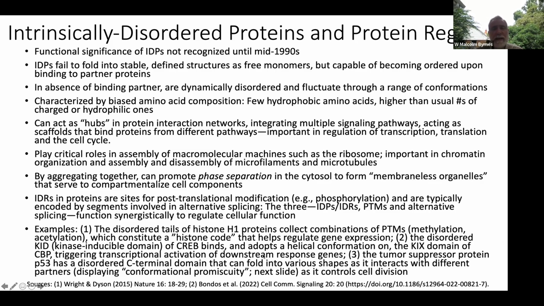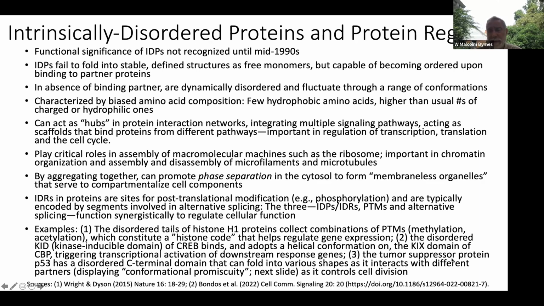The disordered KID, or kinase inducible domain, of CREB binds and adopts a helical conformation on the KIX domain of CBP, which is CREB binding protein, triggering transcriptional activation of downstream response genes. Okay. Third, the tumor suppressor protein P53 has a disordered C-terminal domain that can fold into various different shapes as it interacts with different partners, displaying, quote unquote, conformational promiscuity as it controls cell division.